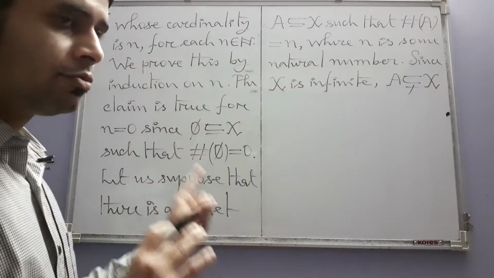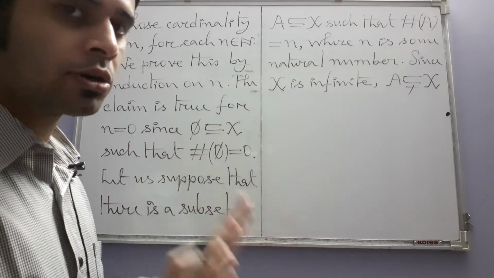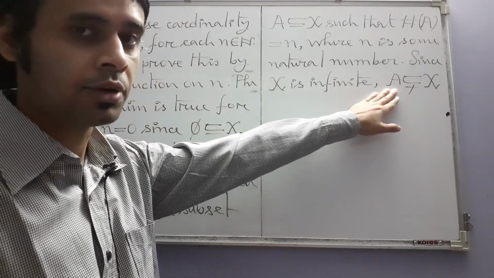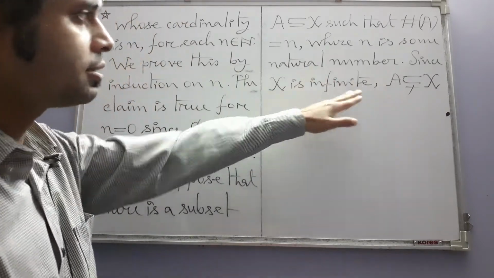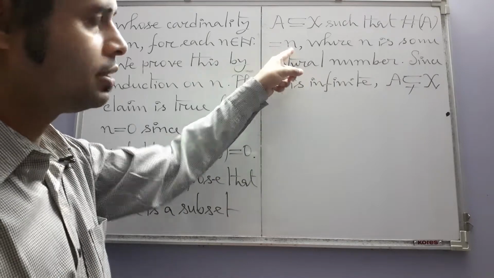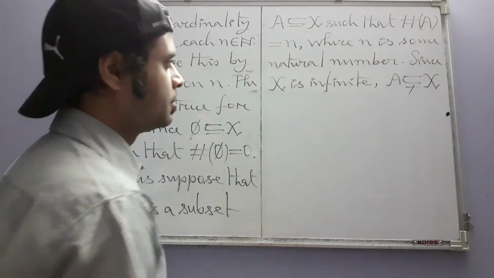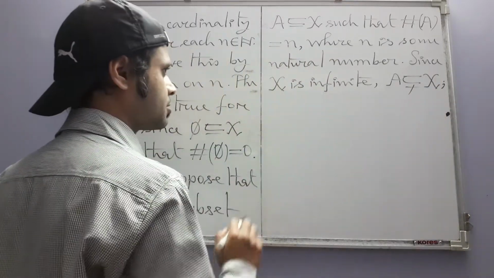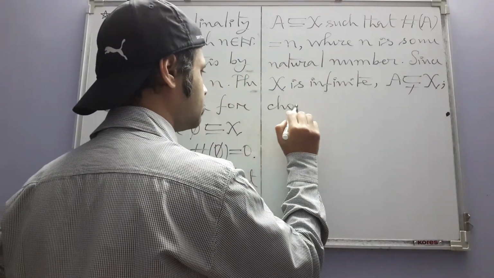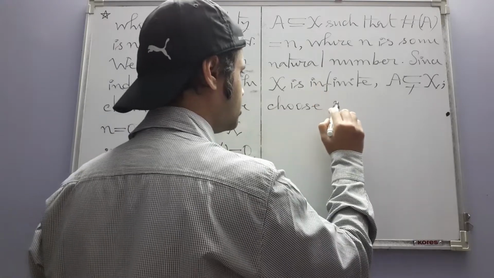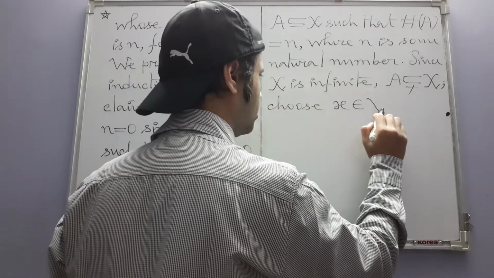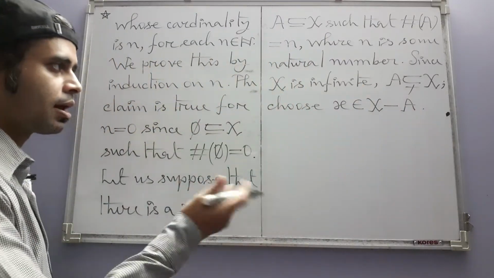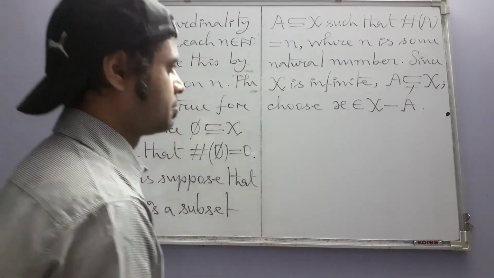Keep in mind that infinite by definition means not finite. So X cannot possibly be equal to this finite set A, because A is finite, since its cardinality is a natural number. Okay, so A has to be a proper subset of X, and that's why we can choose an element x in X which is not in A. That means x lies in this set difference.